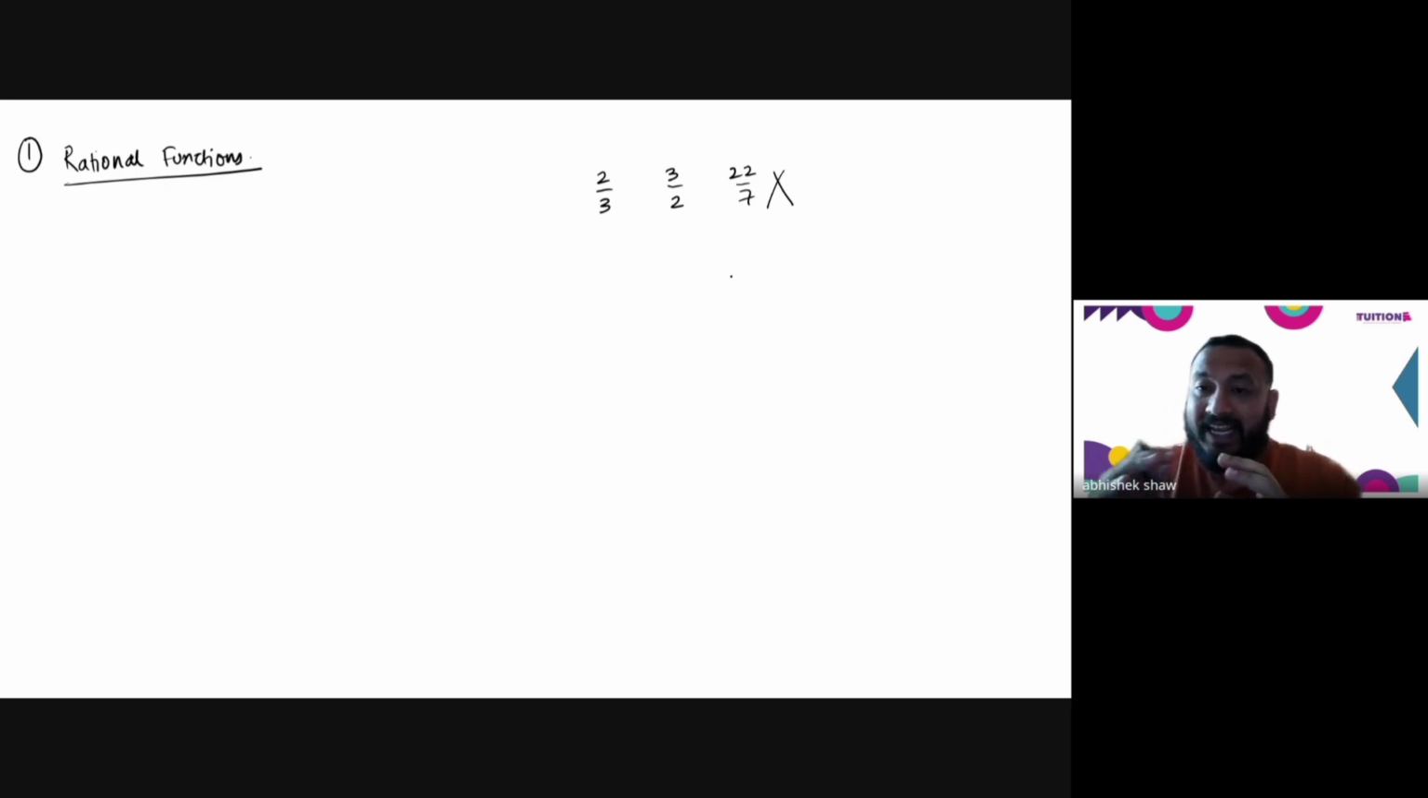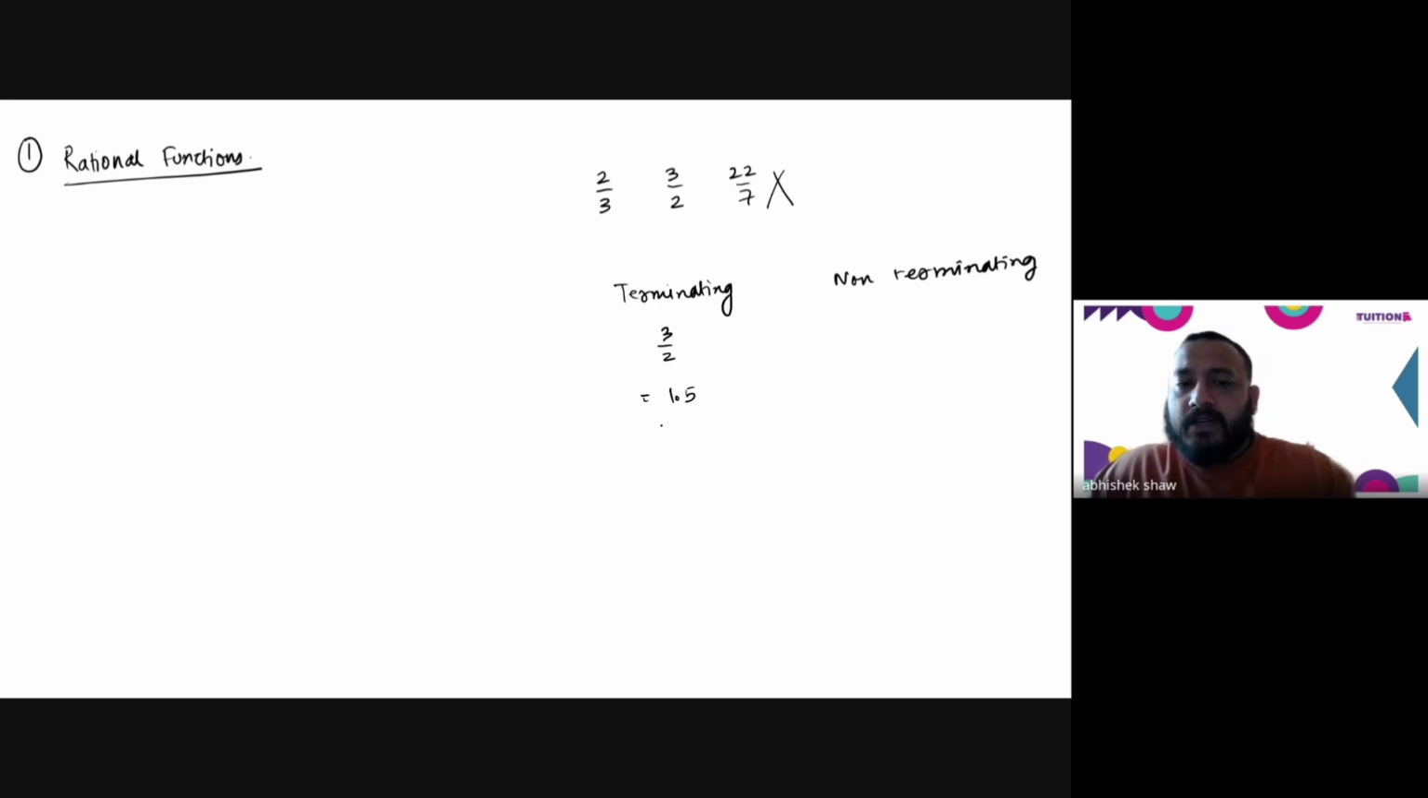But when you take any fraction, there are two types of fraction. We can have a terminating fraction and we can have a non-terminating one. 3 by 2 was a terminating fraction. That means if I simplify, this will come out to be 1.5. When I'm dividing 3 by 2, it is not leaving any remainder. So yes, all terminating fractions are rational numbers.